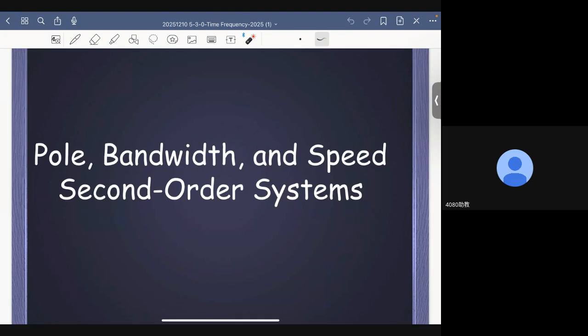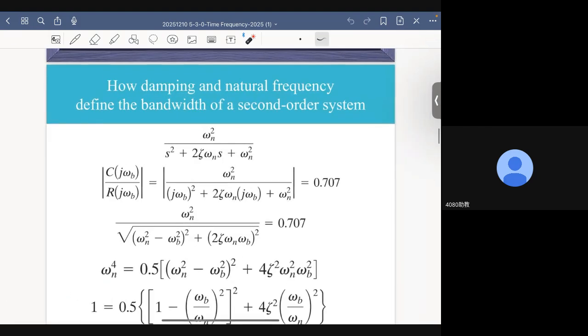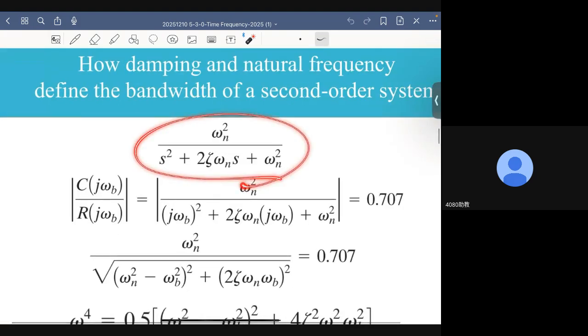Okay, now we want to talk about the same issue, that is the interconnections or the interactions between pole, bandwidth, and speed. But now our focus is not just on first order systems. Here we want to focus on second order systems, which are actually the most important systems when it comes to control applications. Now, this is the transfer function of a standard second order system.